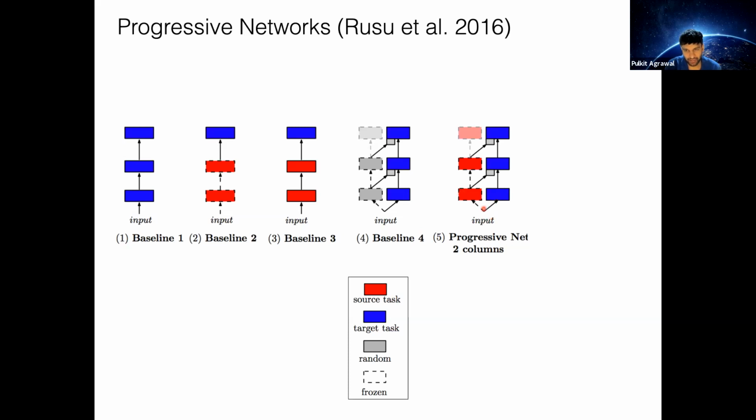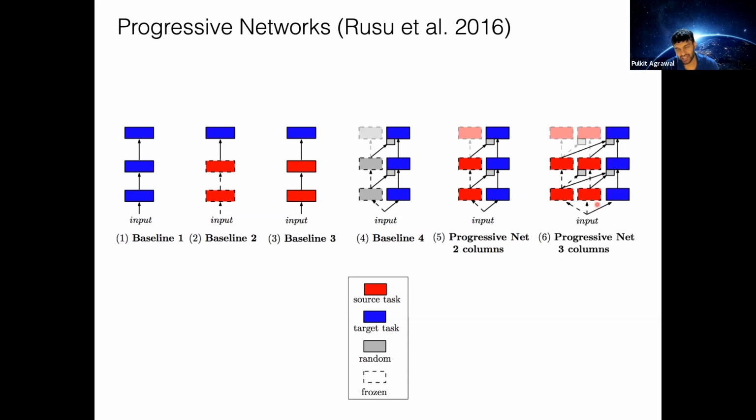So I have the input, I pass my input to both the networks. The first network is the network on the original task and it remains fixed, but I compute features and these features go as input to the new network that I am training. And then if I get a third task, I will create one more column and then fix the previous two columns.